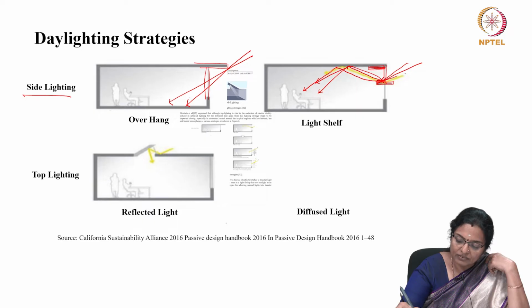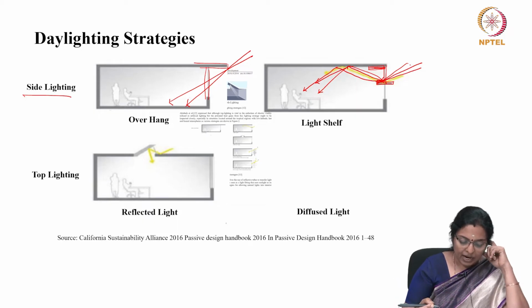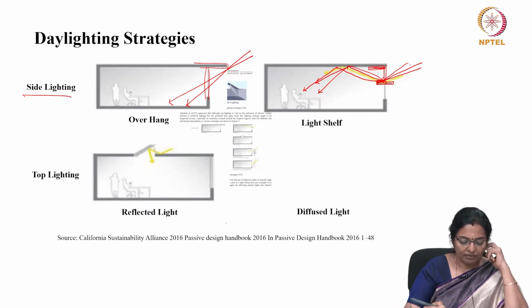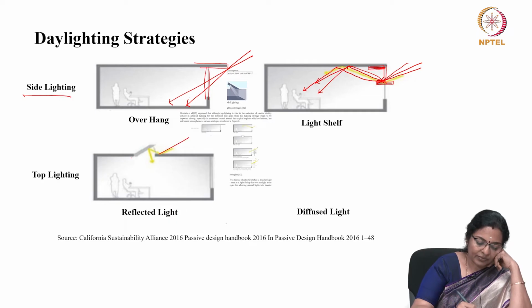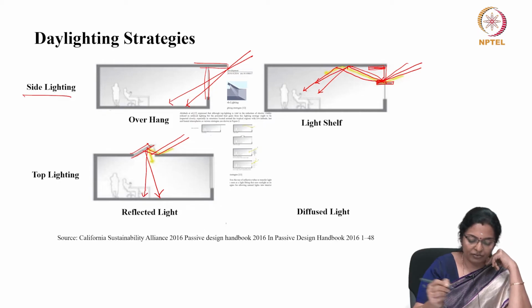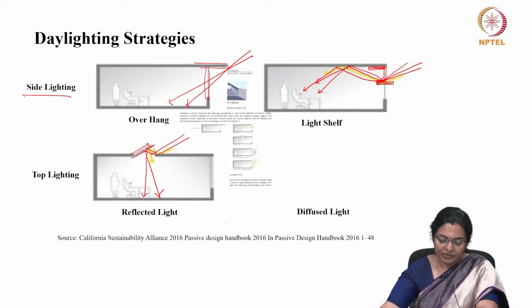So, light shelves are another source, and at the same time you have reflected light from the roof. The roofs have surfaces which reflect light inside, which cause a diffused light.